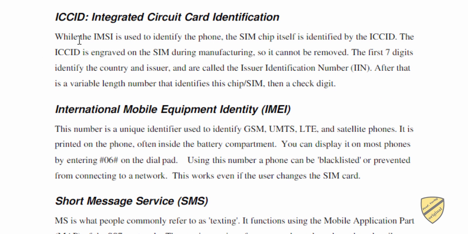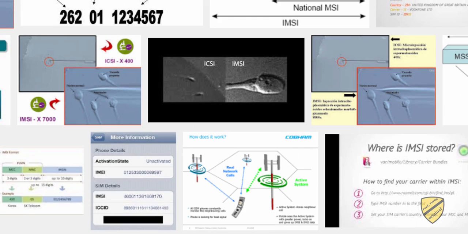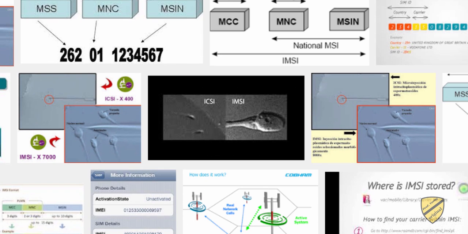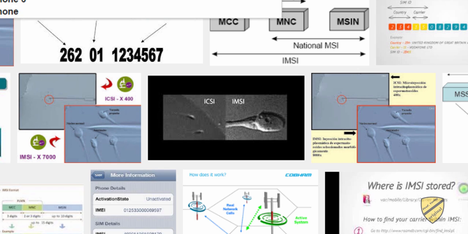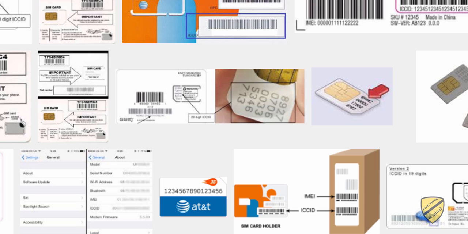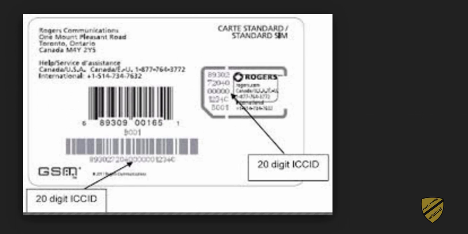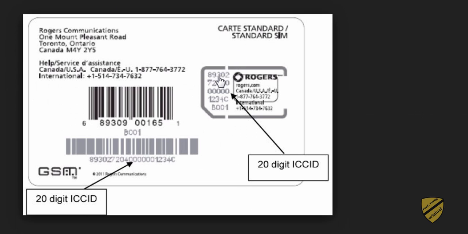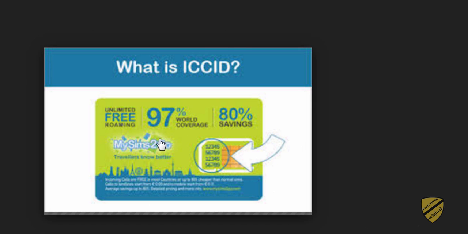The ICCID is engraved into the SIM during manufacturing, so it can't be removed. So again, if we go look at that picture of the SIM card, ICCID. So think of this like a MAC address, right? So it's burned into the card. So when you go buy a new SIM card, that's your ICCID.